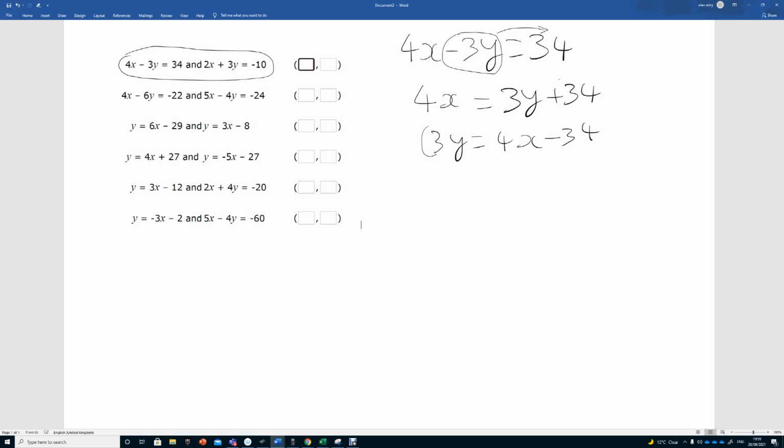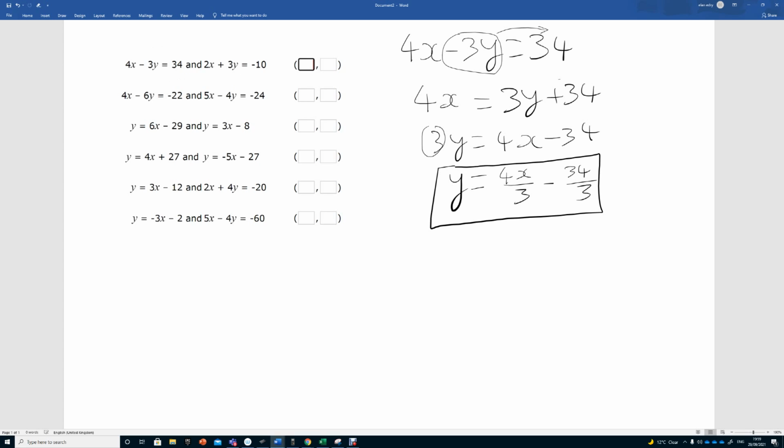Then I'm going to divide everything by 3, bring the 3 down. So I end up with 4x over 3, take away 34 over 3. So that's y. Now we can substitute that value for y into our second equation.